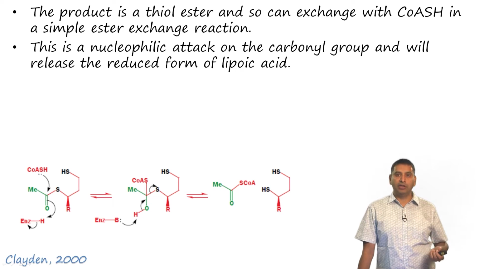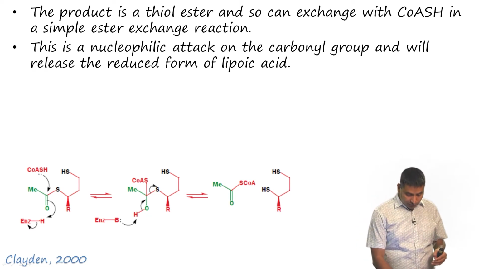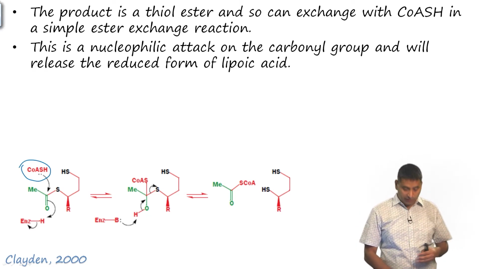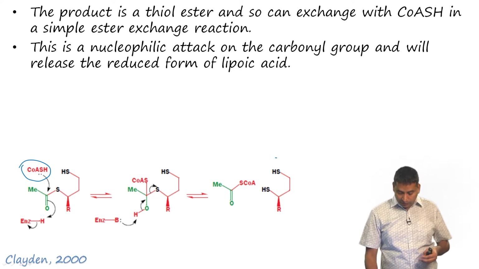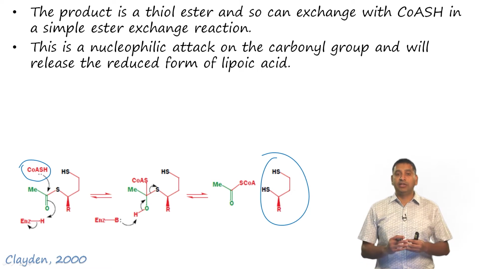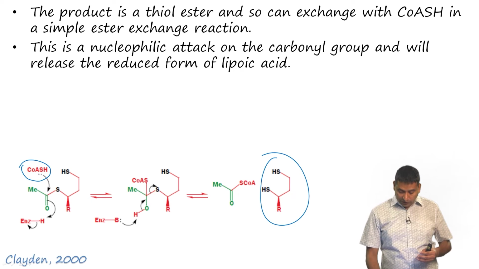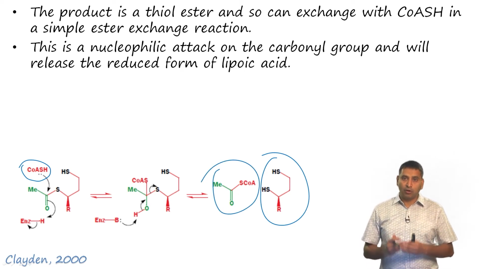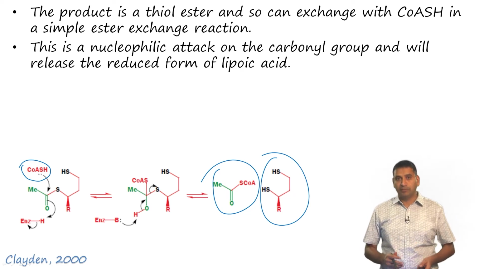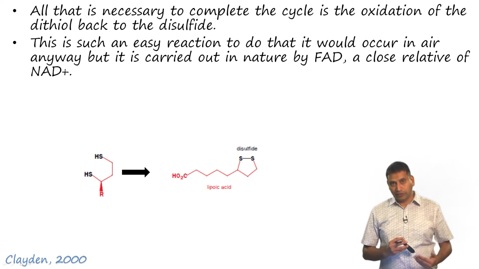So, the product is a thiol ester, and so it can exchange with CoA-SH in a simple ester exchange reaction. So, you see here that CoA-SH, as we have looked at previously, can come and react with this acetyl group and then regenerate this dithiol intermediate, which is basically the reduced form of lipoic acid. Now, this acetyl CoA species is produced, and the dithiol can be oxidized to produce the disulfide, which basically regenerates the lipoic acid.